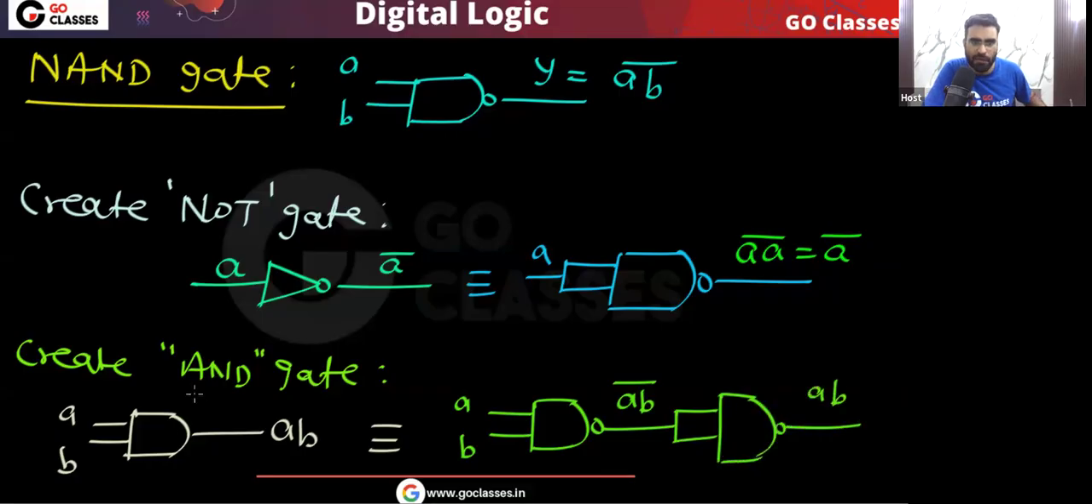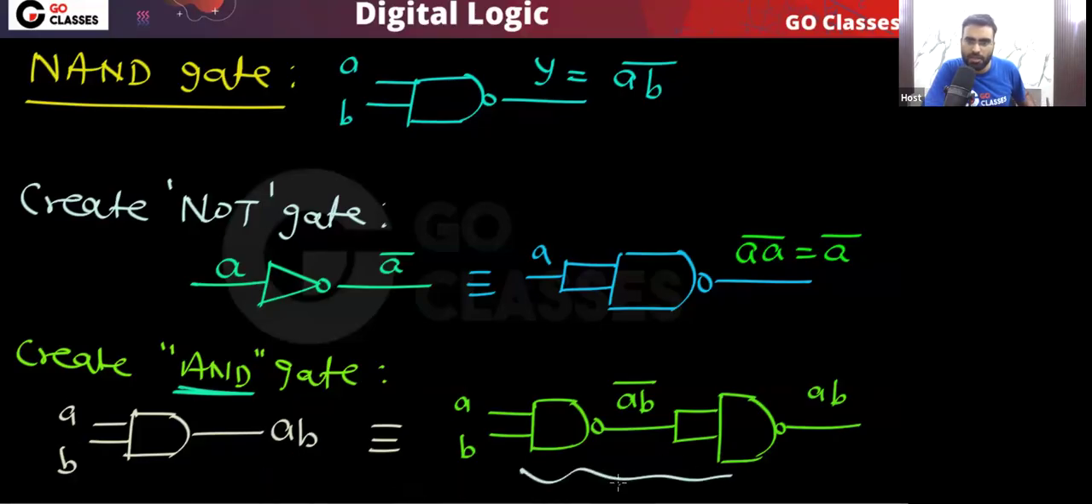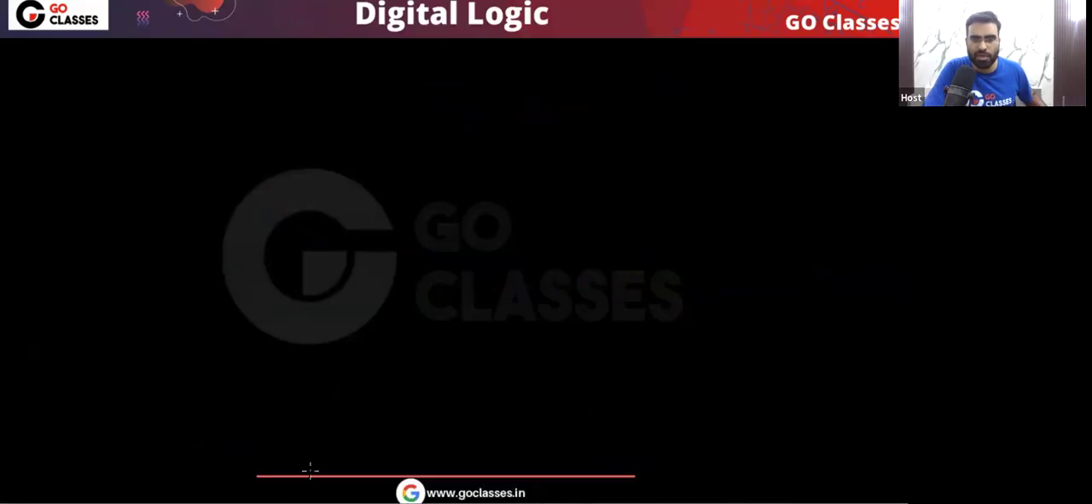So remember, if I want to create AND gate with help of NAND gate, then two NAND gates I need. How many NAND gates do I need? I need two NAND gates. Is this clear? Can you create OR gate with the help of NAND gate? Tell me.